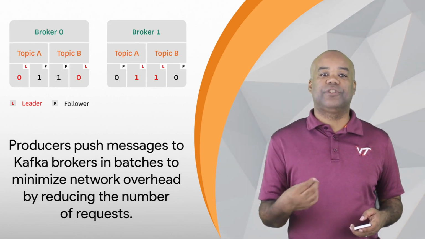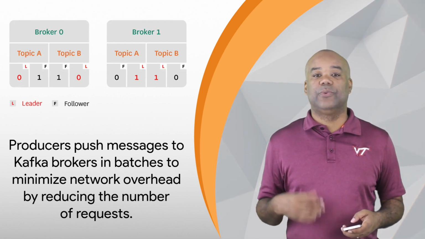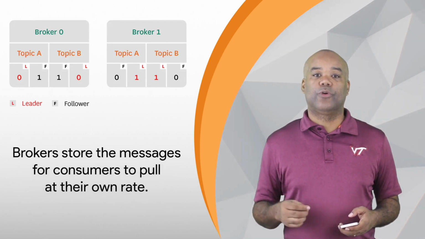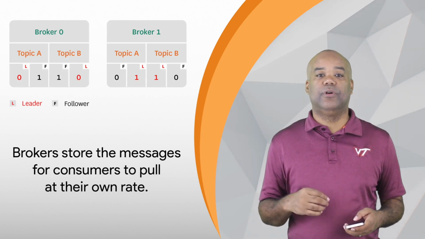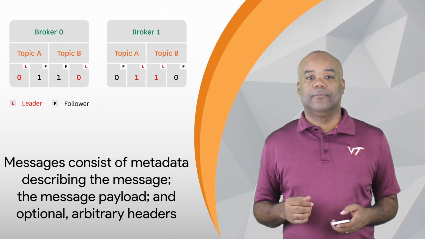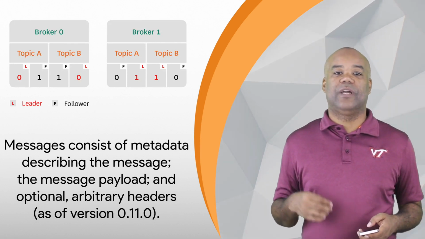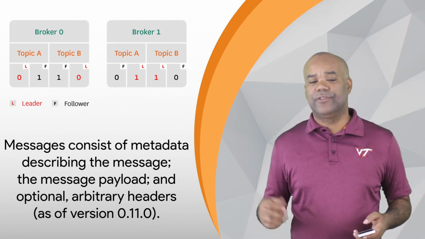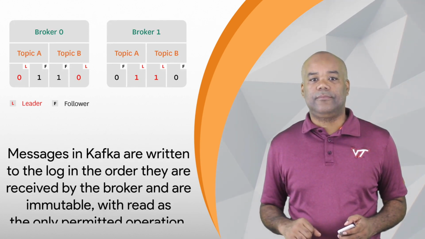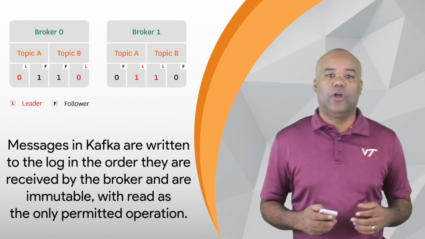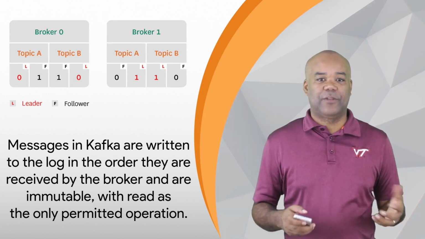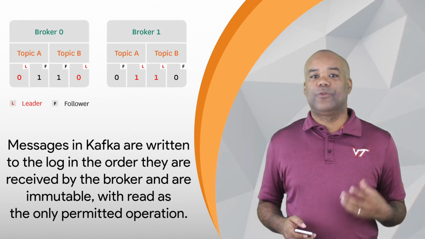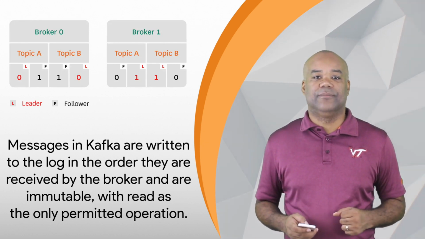A producer will push messages to Kafka brokers in batches, so it can minimize the network overhead by reducing the number of requests. Brokers are going to store the messages for consumers to pull at their own rate. Messages consist of metadata describing the message payload, and maybe even some other arbitrary headers, at least as of version 0.11. Messages in Kafka are written to the log in the order that they were received by the broker. And this commit log is immutable, with read as the only permitted operation.